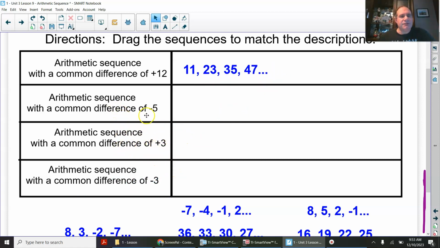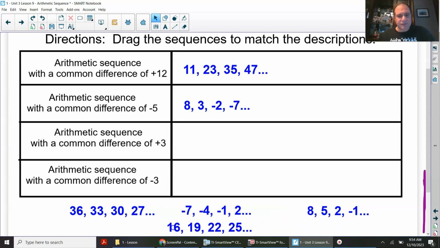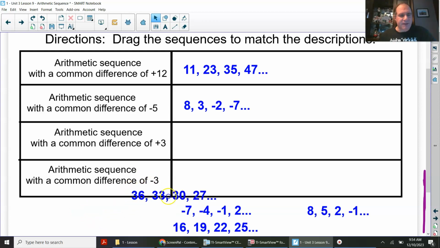All right, arithmetic sequence with a common difference of -5. So let's just take a look at something that is -5 that we have. So we have 8 minus 5 equals 3. 3 minus 5 equals -2. So that goes there. The arithmetic sequence with a common difference of -3. So we're just going to look over here. Let's see if this is something that we could use. 36 and 33, that's -3. So I have a common difference here of -3. I'm going to move it here.